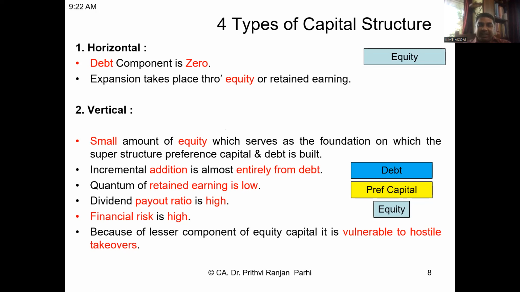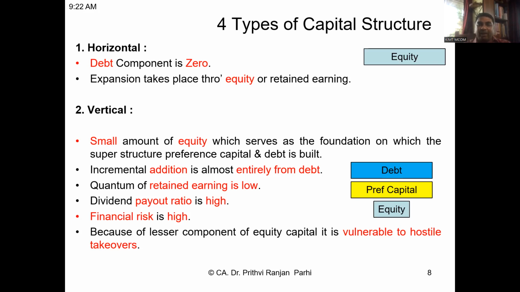The quantum of retained earning is low here. The retained earning means the reserves, that means equity, that is also part of equity, and that is also low. Dividend payout ratio is high, since profit might be more and equity is small. So when equity is small, that profit is distributed among a small number of people. So dividend payout ratio becomes high per share.